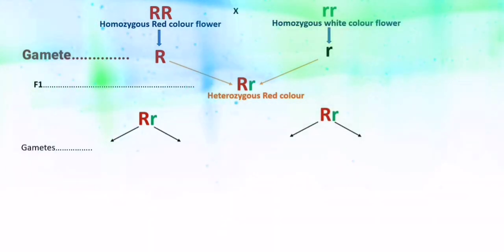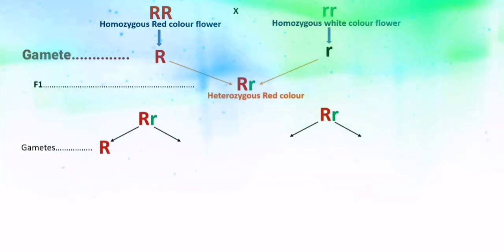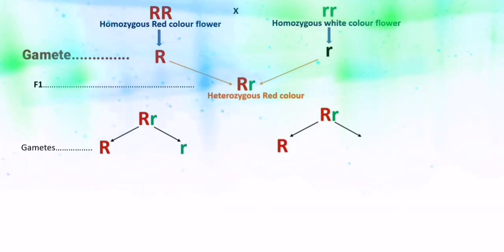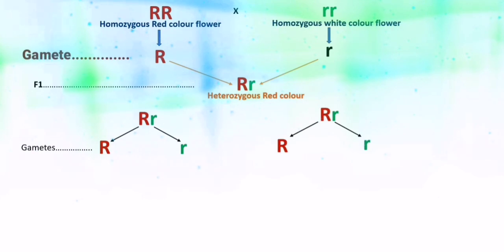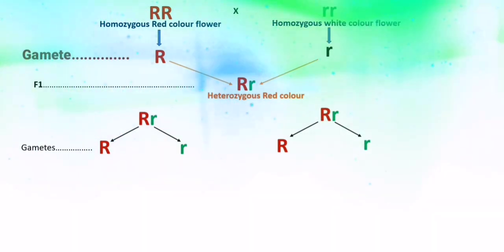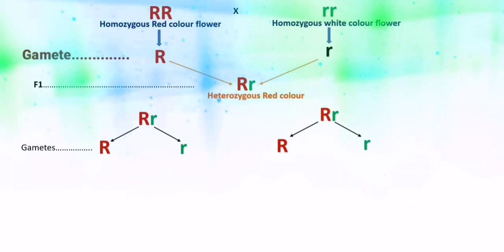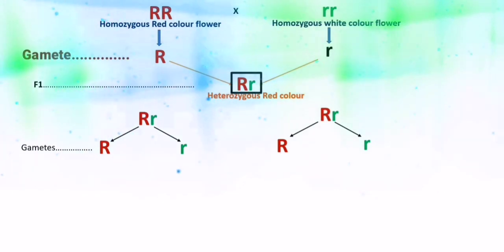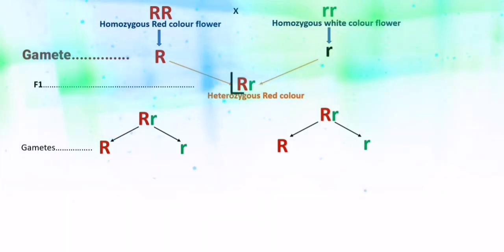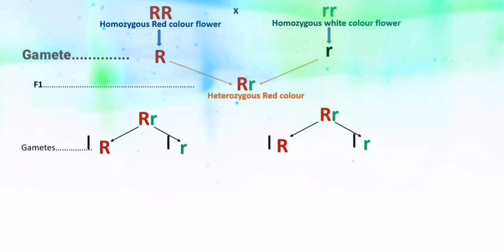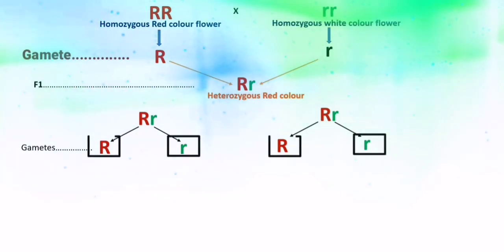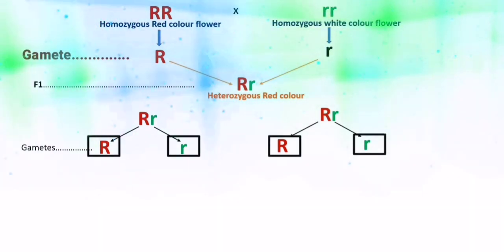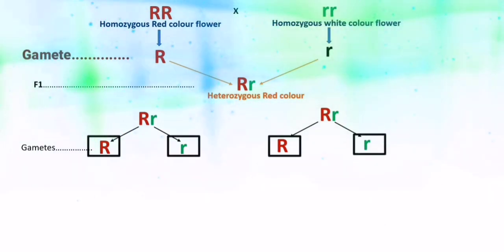So you can see here gamete formation, capital R, capital R, small r. So in gamete formation, the alleles get separated. As per the law, on crossing a pair of contrasting characters, the factors come together, remain together, but separate during gamete formation. You can see capital R in one gamete, small r in another gamete.